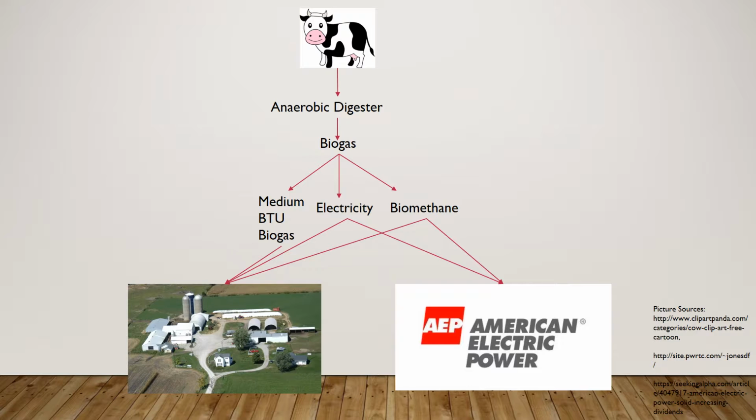The biogas can also be used directly as electricity and used on farm or sold to an electric company. If carbon dioxide is removed from the biogas, then biomethane is created and can be used on farm or sold to an electric company to be used in the form of natural gas or vehicle fuels.